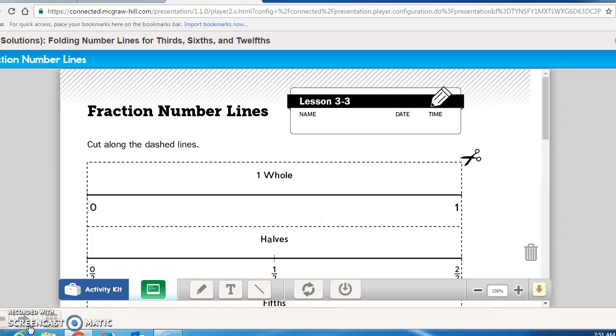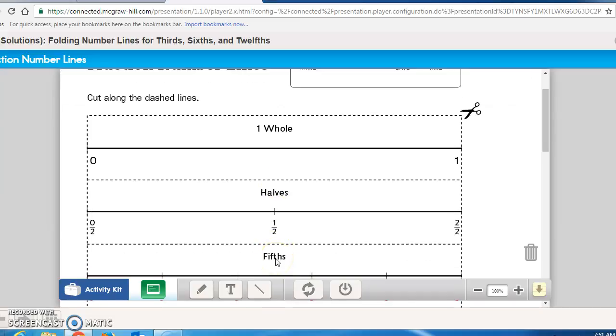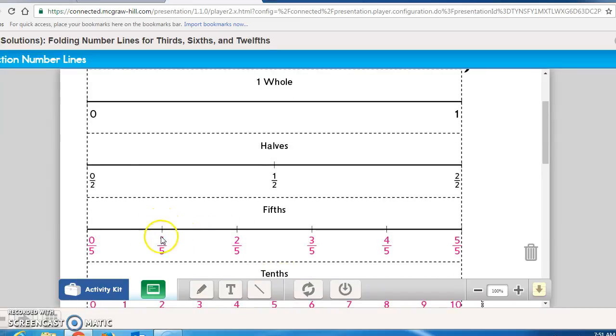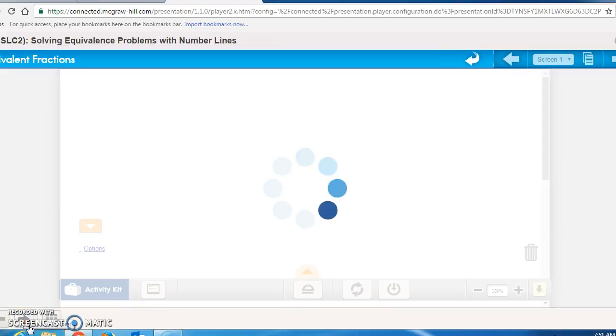Once you get this cut out along the dash lines, you should be realizing that you're folding that section. When it says halves, you should be folding it on those lines. When it's talking about folding something into fifths, again, when you label them, you should have folded it into 5 sections. 1, 2, 3, 4, 5. Complete that again. Pause this recording and do that with the rest of the page.